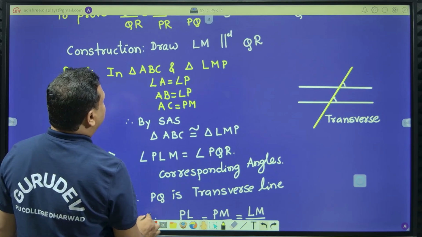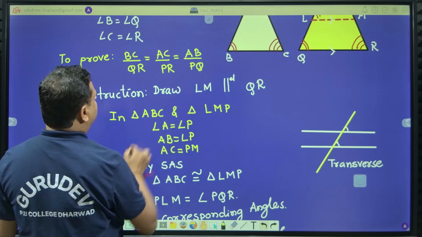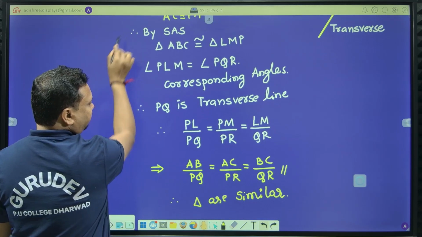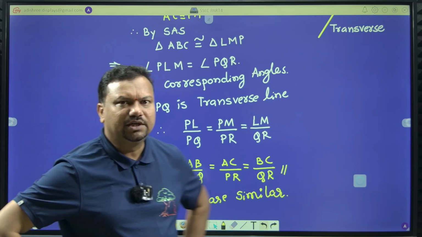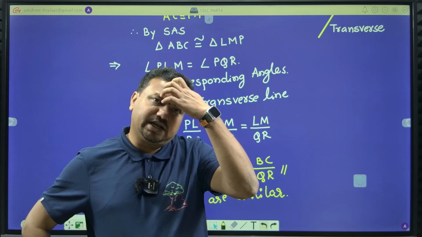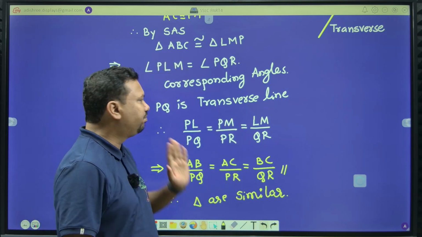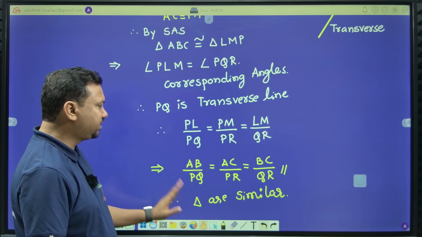Please observe. AB divided by PQ, AC divided by PR, BC divided by QR. See, we have that proof. Hence, we have shown that if two given triangles have corresponding angles equal, then the sides are in the same proportion. Clear? I hope you understood this.